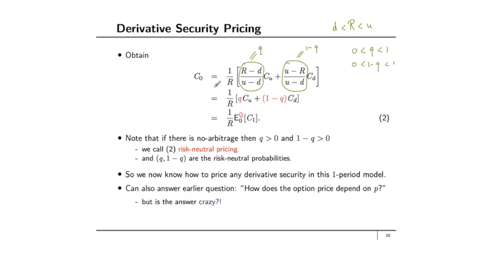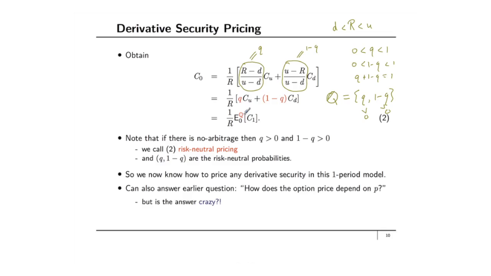So in particular, I can write the derivative price C0 as being 1 over R times Q CU plus (1 minus Q) CD. These are what are called the risk-neutral probabilities. They are probabilities because they both sum to 1. Q plus 1 minus Q equals 1. And each probability is strictly greater than 0. And so I can write my derivative security price as 1 over R, which is the discount factor, times the expected value of the payoff of the derivative, which is C1, under the probability mass function Q. Okay, so what I've done is I've computed the price of the derivative payoff, and its price can be expressed as the expected value of the payoff at time 1 discounted under the risk-neutral probabilities.